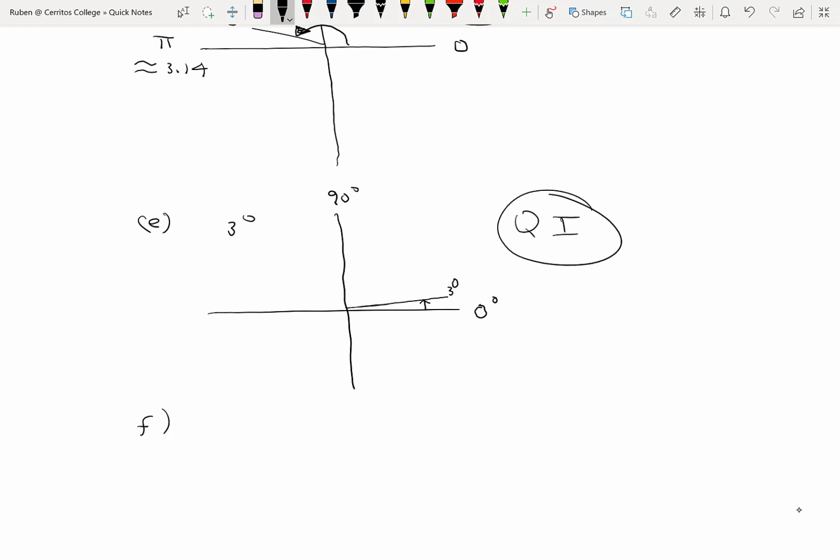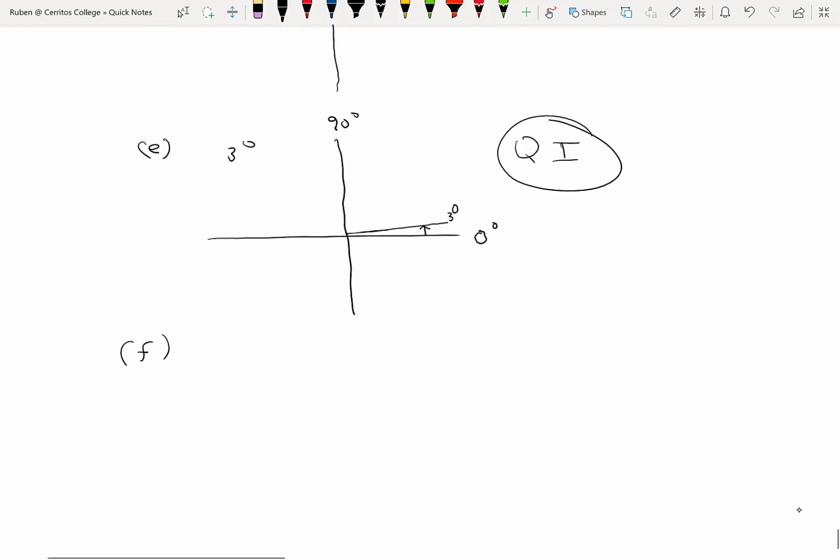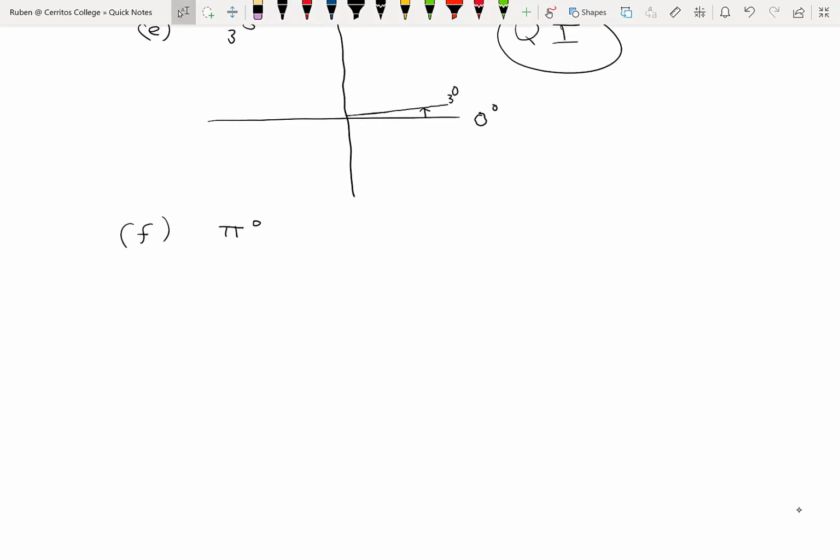Okay, we're almost done. F. Pi degrees. The most common wrong answer is that it has to be quadrantal, because pi is 180 degrees. Well, pi is 180 degrees, but this isn't pi. This is pi degrees. This is an angle measured in degrees. Pi degrees is about 3.14 degrees. Obviously, this is a quadrant 1 angle.